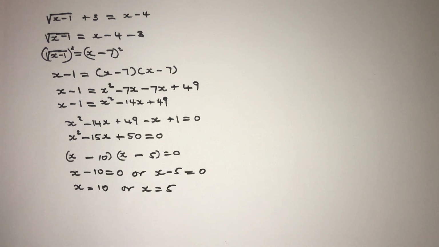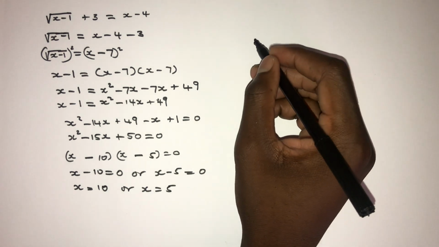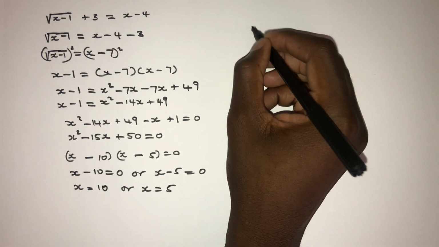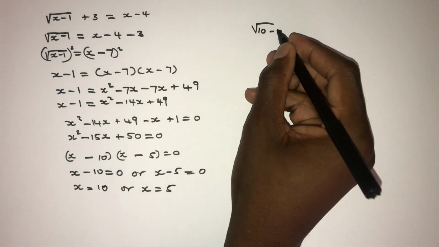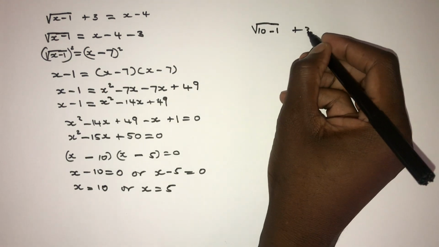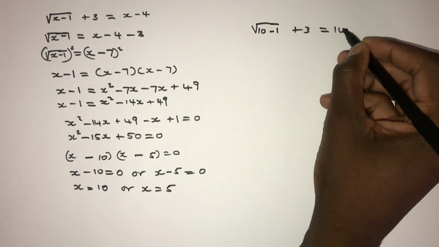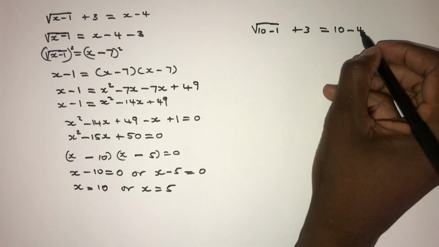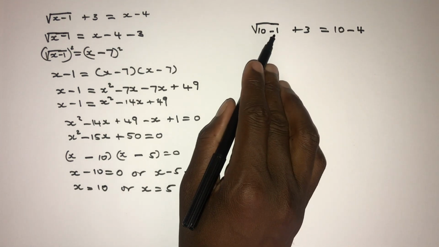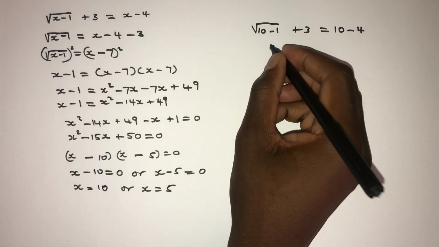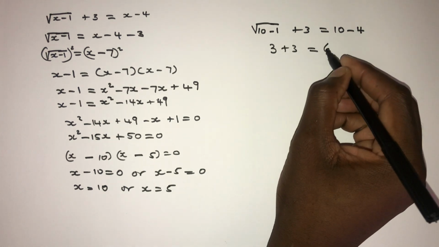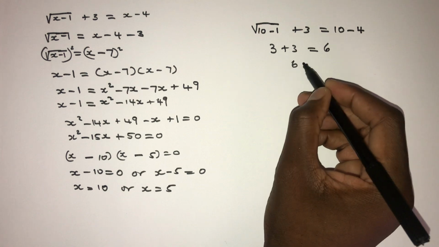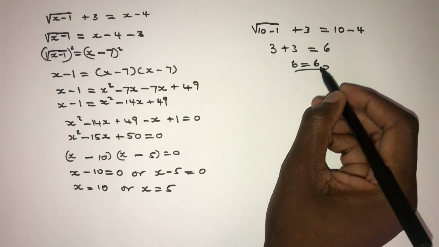Now, before we conclude which one is the correct answer, we go and check. So let's start with the 10. So the root, x is 10, minus 1, then plus 3 is equal to x is 10 minus 4. Then 10 minus 1 is 9, and the root of 9 is 3, then plus 3 is equal to 10 minus 4, this is 6. So 3 plus 3, this is 6, is equal to 6. So this one is correct.